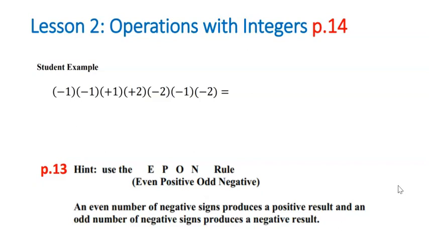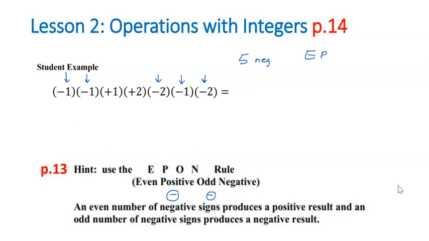Or you can use something called the EPON rule, which means if you have an even number of negatives, then the answer will be positive. If you have an odd number of negative signs, the answer will be negative. So let's check out the negative signs. This only works with the negative ones. So we have 1, 2, 3, 4, 5 negative signs. So we have 5 negatives.